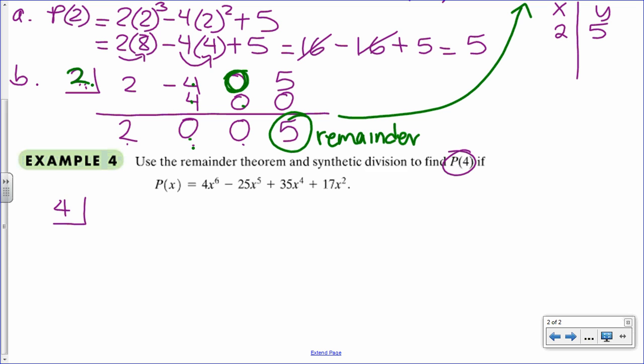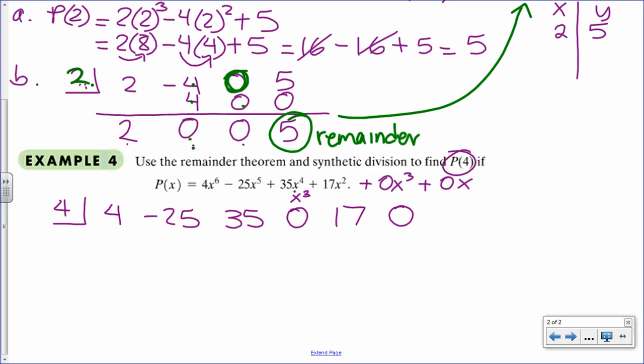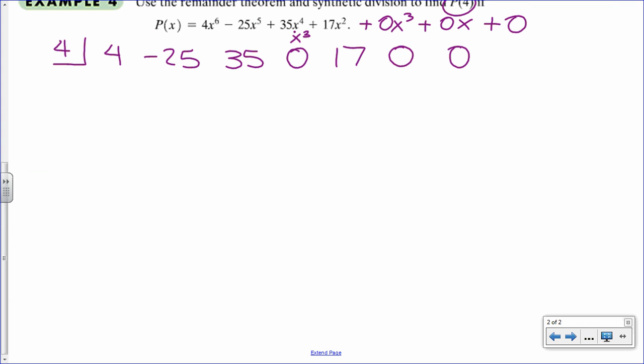Now, coefficients. We have x to the 6th power, that's a 4. X to the 5th power, that's a -25. X to the 4th power, that's a +35. Do we have an x cubed? No. So we need to put a 0 there. Now, do we have an x squared? Yes, 17. However, you need to include the x cubed 0 before the x squared. Do we have an x term? No. We still need to put a 0. Do we have a constant term? No. We still have to put a 0. If you don't do that, then your division will not be correct.